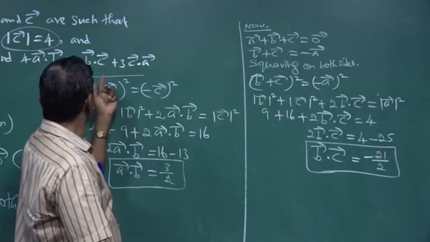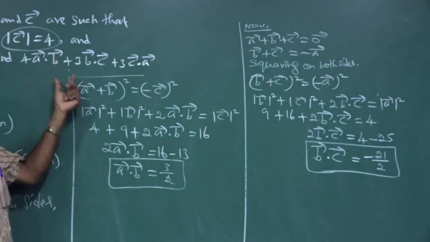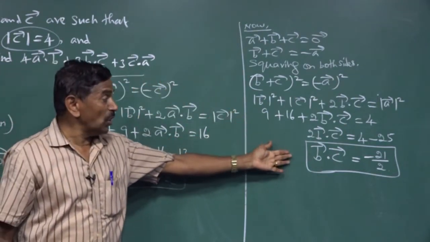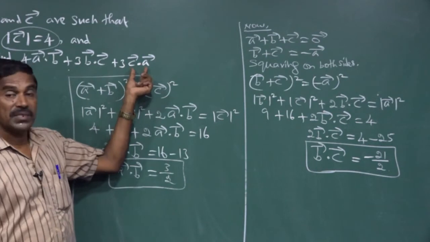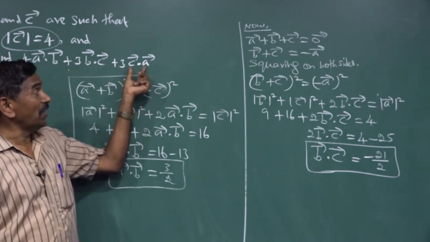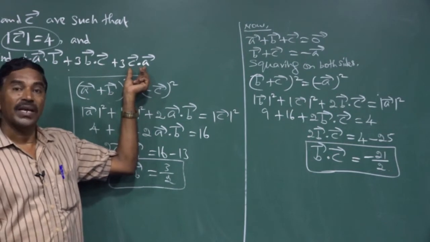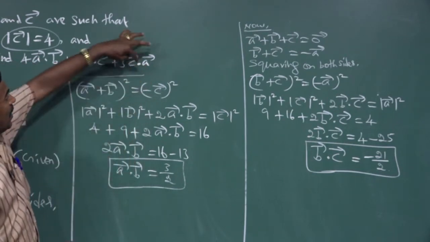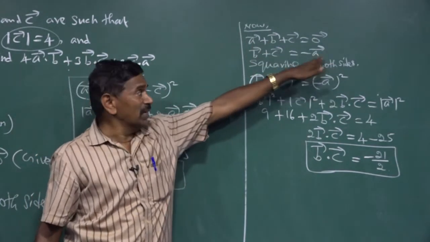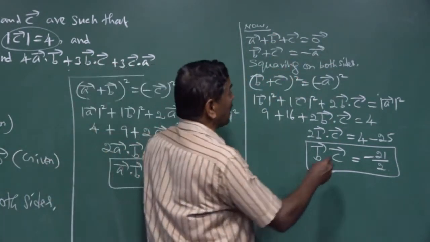Again listen. First, A vector dot B vector equal to 3 by 2. B vector dot C vector is equal to minus 21 by 2. Next I want to find C vector dot A vector value. To find C vector dot A vector, what is the working rule? That is C vector and A vector left side, B vector goes to right. Similarly.